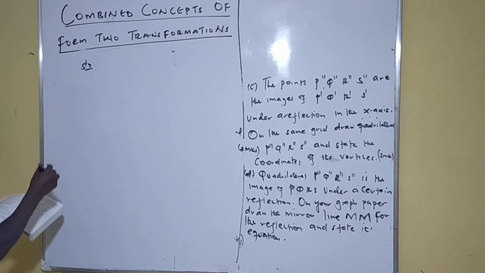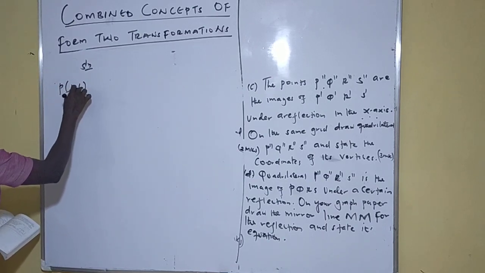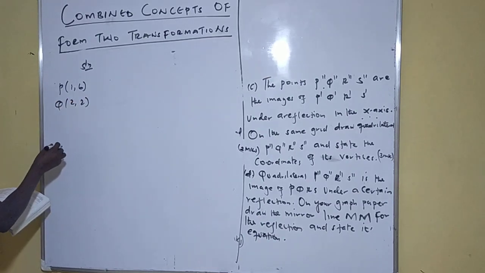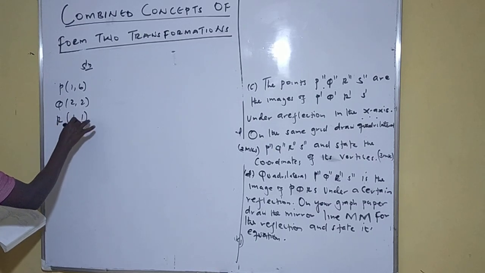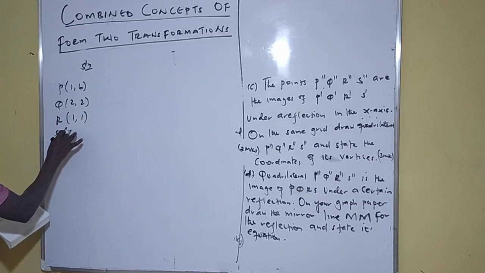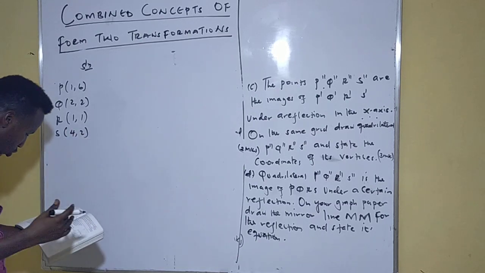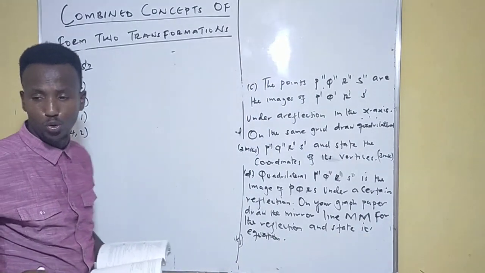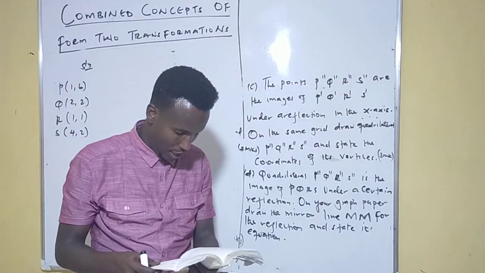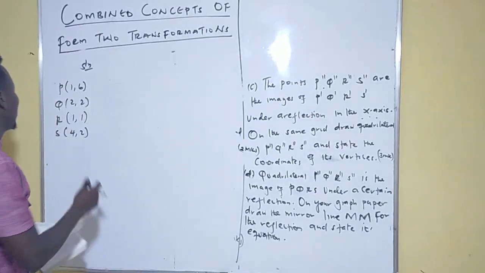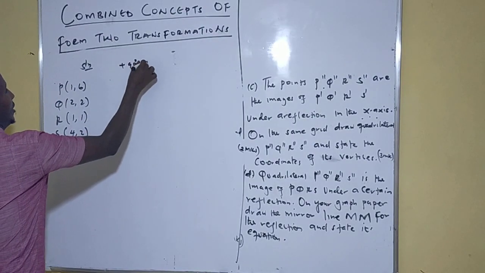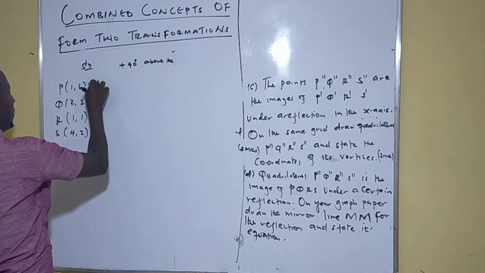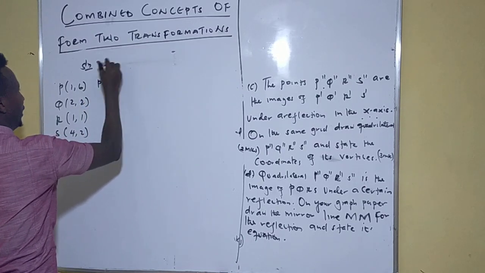We have P as (1, 6), Q as (2, 2), R as (1, 1), and S as (4, 2). You are told on graph paper to plot these; that is the first question. Then question B: you are told a positive quarter turn about the origin, that is plus 90 degrees about the origin.